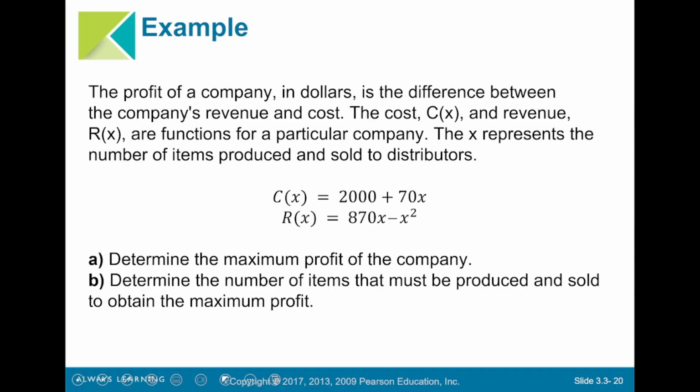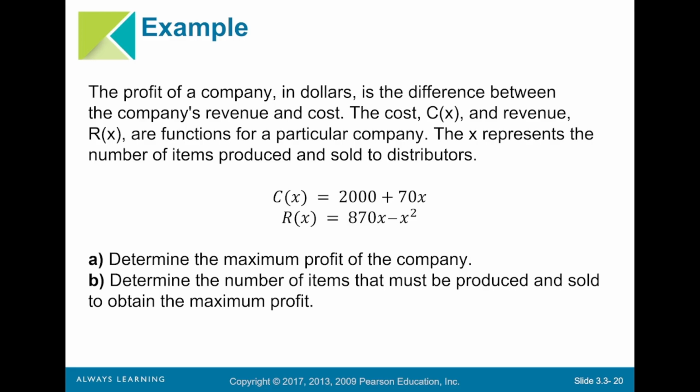Now, I believe this is our last example. We have a profit example here, an economics example, really. So the profit of a company in dollars is the difference between the company's revenue and cost. The cost C of x and the revenue R of x are functions for a particular company. And then x is going to represent the number of items produced and sold to distributors. So we're going to determine the maximum profit of the company and then determine the number of items that must be produced and sold to obtain that maximum profit.